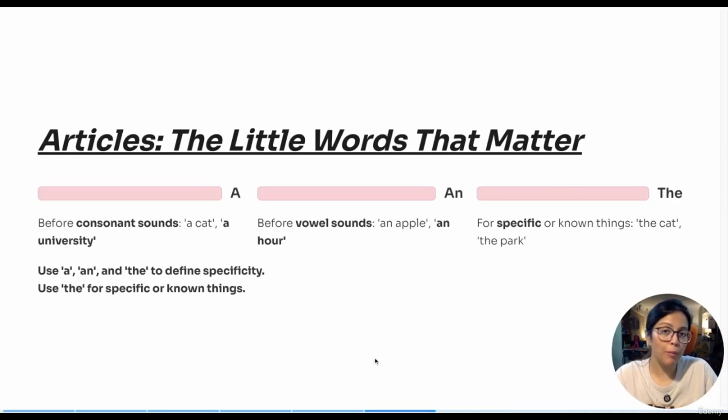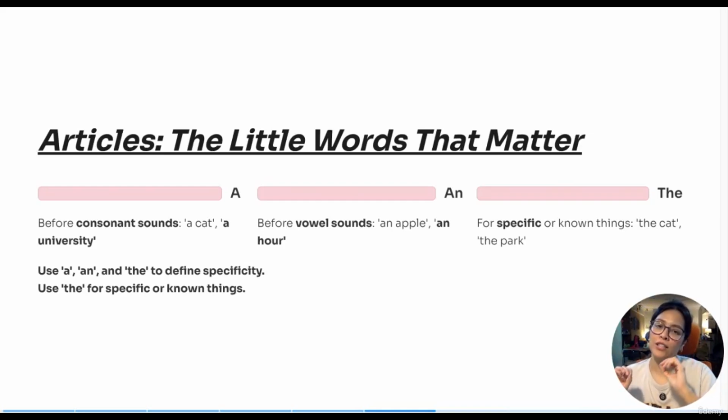Now, a is generally used before a consonant sound. Remember, vowels and consonants: A, E, I, O, U are vowels and the rest are consonants. So, a is generally used before a consonant sound. Let me make it very clear. It's the consonant sound, not the consonant itself. This is a very popular misconception that a and an will be placed according to vowels or consonants. No, it's actually the consonant sound.